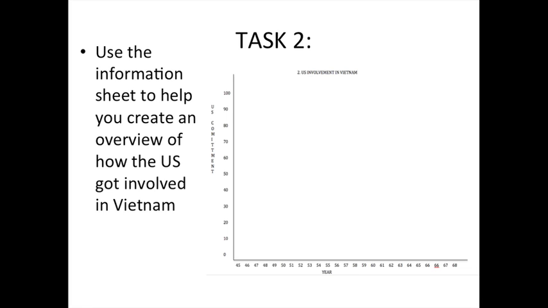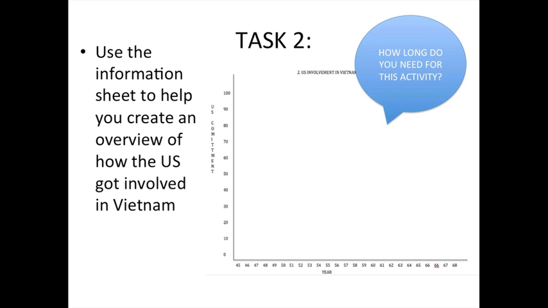Task 2. Use the information sheet you've been provided with to create an overview of how the US got involved in the Vietnam War. Again, use the information that's been provided and deploy it in a different style. On the y-axis, we have the level of US commitment from 100 being the highest down to 0 being the lowest, and across the x-axis from 1945 through until 1968.